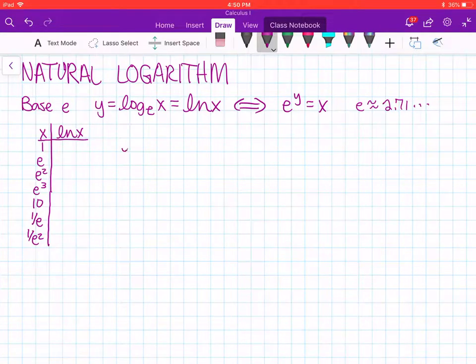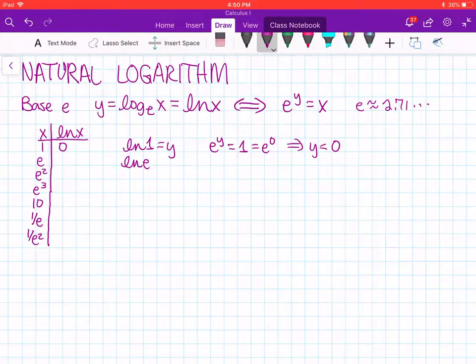Natural log of 1 equals y. Then e to the y equals 1, and we can write 1 as e to the 0, so that implies y equals 0. Natural log of e equals y. The base of the natural log function is e, so e to the y equals e to the first power. We set the exponents equal, and we get y equals 1.